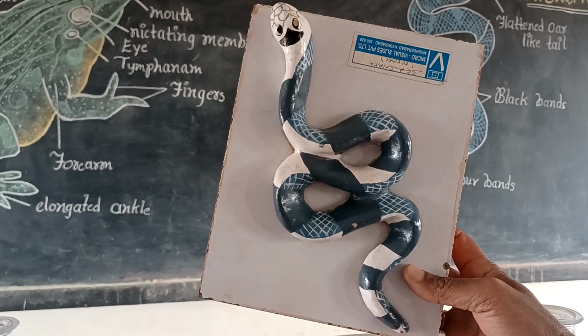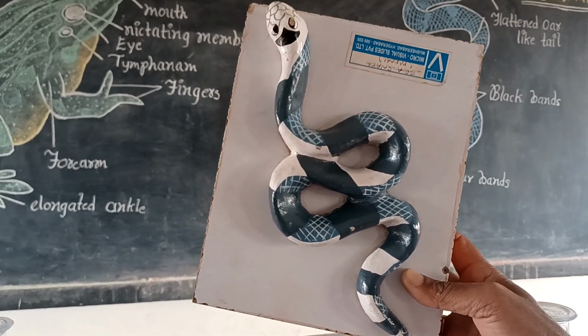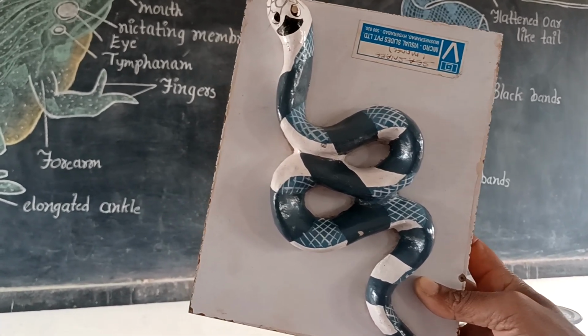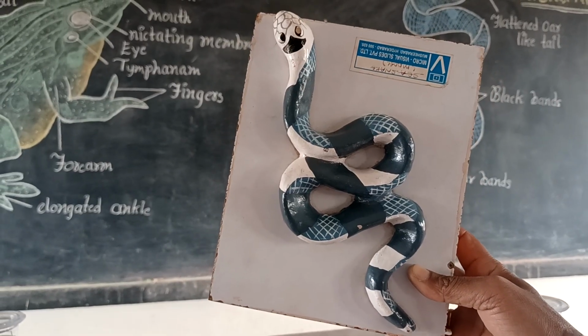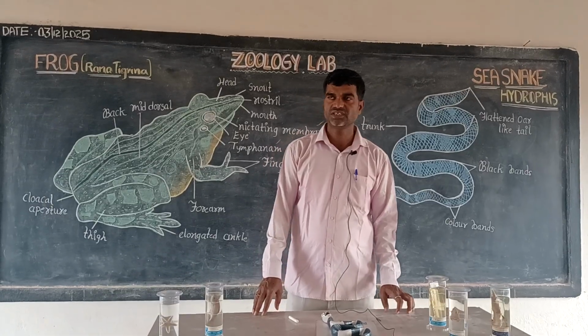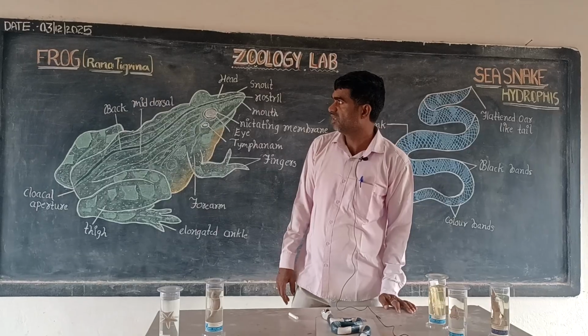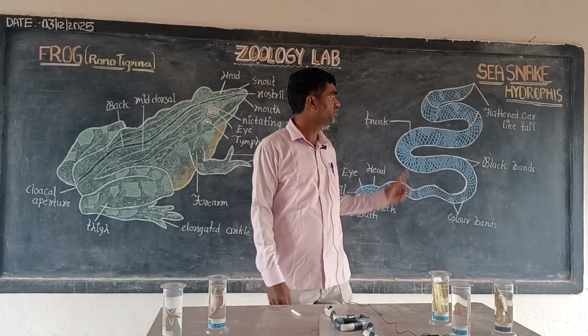It is a viviparous, carnivorous snake. It is a poisonous snake which produces neurotoxins. So today in our zoology lab, the specimens are frog and sea snake.